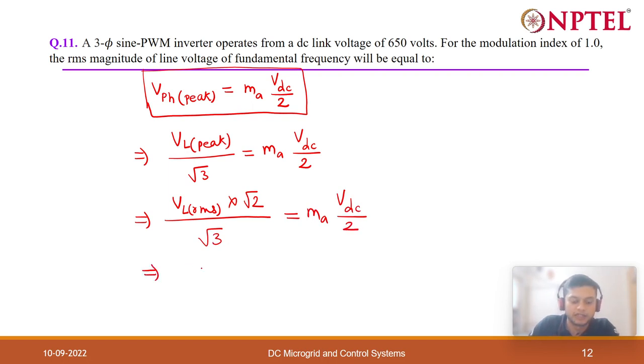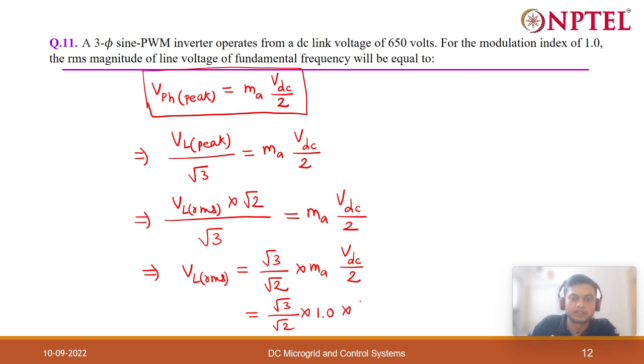So we are having VL RMS, the final VL RMS, equal to root 3 divided by root 2 into MA VDC divided by 2. So we will get root 3 by root 2, modulation index is given as unity, and VDC we have 650 volt divided by 2. So we will get the answer as 398.04 volt. So the final answer will be 398 volt.